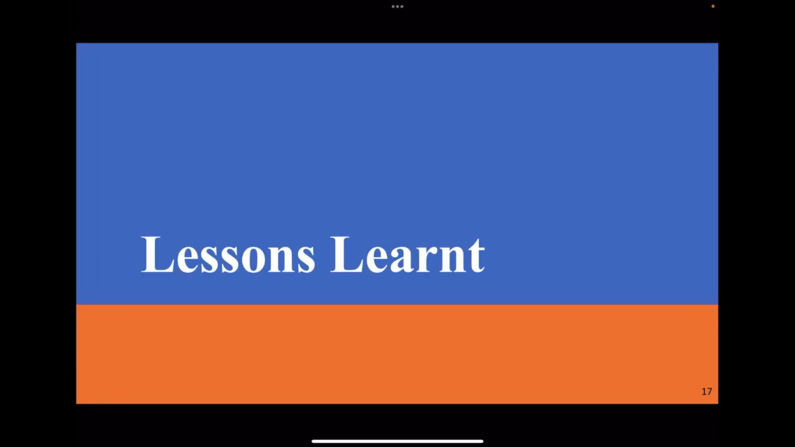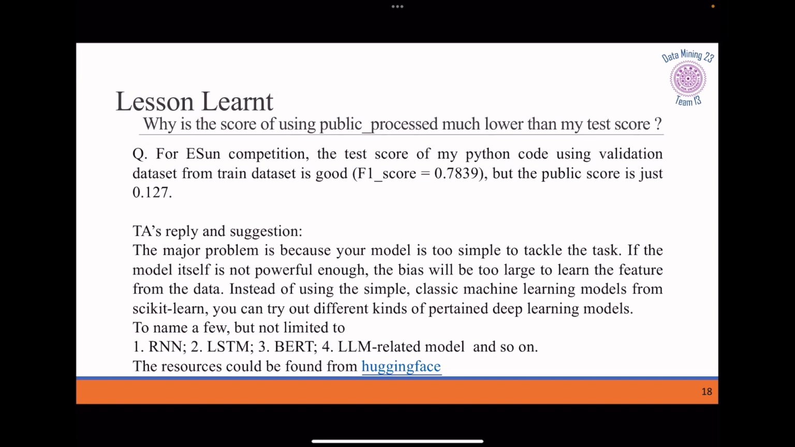Moving on to lessons learned. The first lesson learned was, as mentioned before, when we tested our validation dataset using F1 score, we got 0.7839. However, when we posted the results on the competition site, the score was just 0.127. We did an analysis and found out that it was because our model was too simple to tackle the task. Hence, rather than going back and forth tuning the hyperparameters of our model, we could go on to more advanced deep learning models such as RNN, LSTM, or large language models to get a better score.